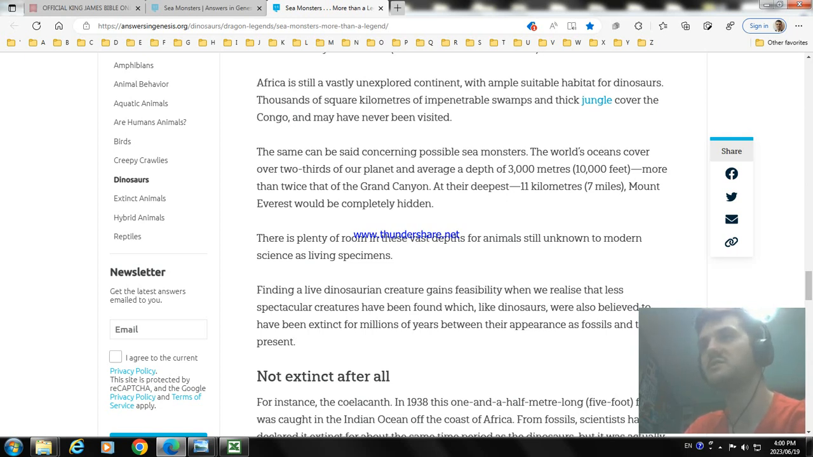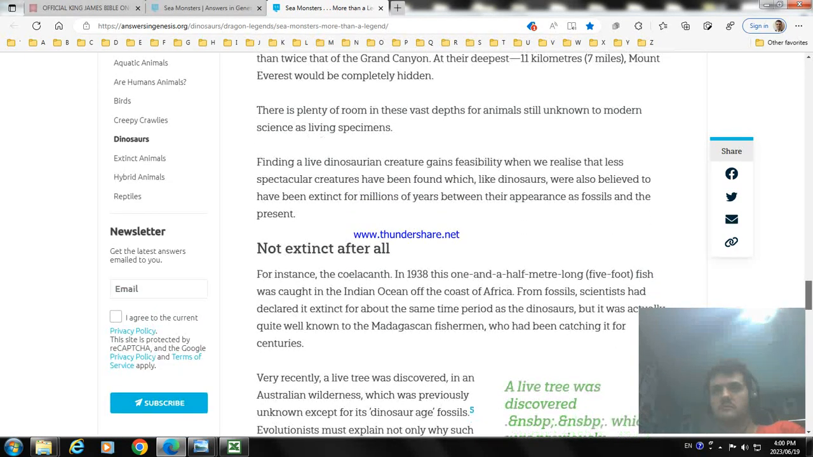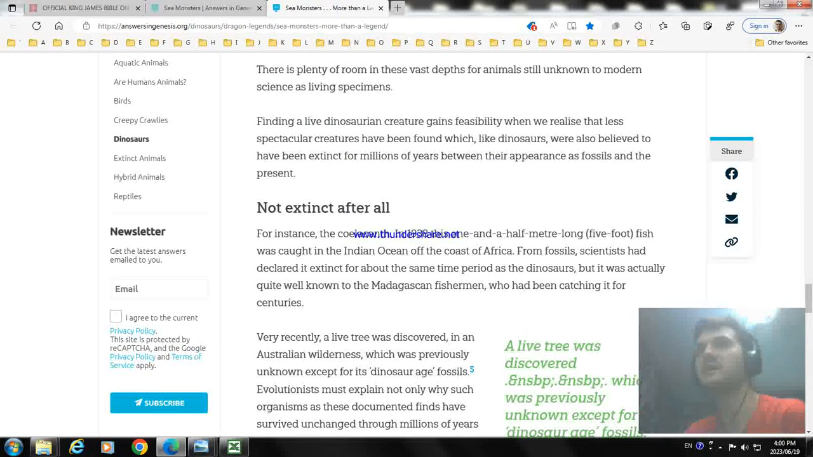At 11 kilometers, Mount Everest would be completely hidden. There's plenty of ocean evidence of animals that are known from modern science as living specimens. Finding live dinosaurian creatures gains credibility when we consider that other spectacular creatures, like dinosaurs, were also believed to have been extinct for millions of years between the appearance of fossils and the present.